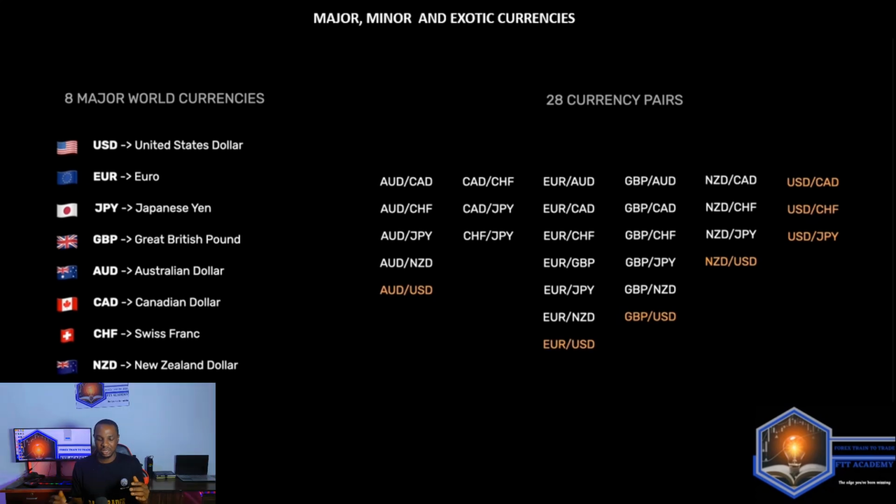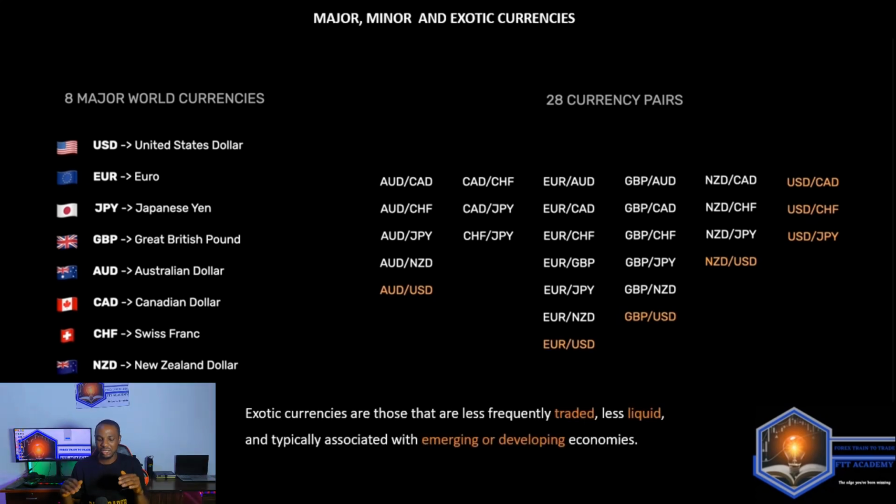So exotic currencies are currencies that are not mostly traded. They are not frequently traded, and they are less liquid and typically associated with emerging and developing countries. So there are currencies like those of our country. If you want to trade US dollar ZAV, or US dollar Naira, or US dollar Ghana cedis, or US dollar South African Rand, or some types of currencies like that.